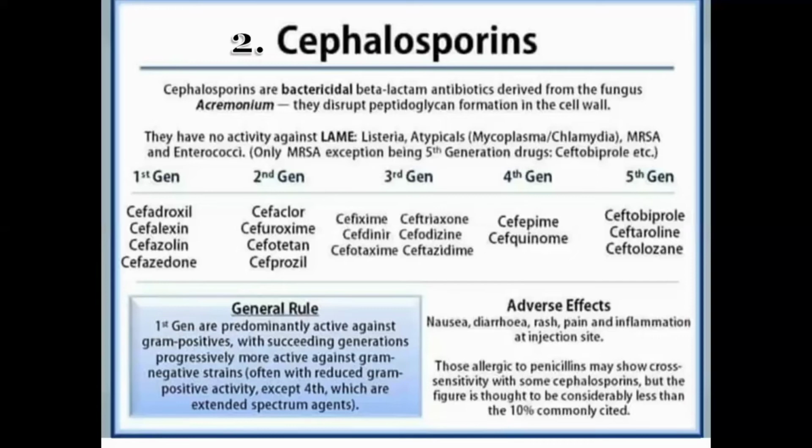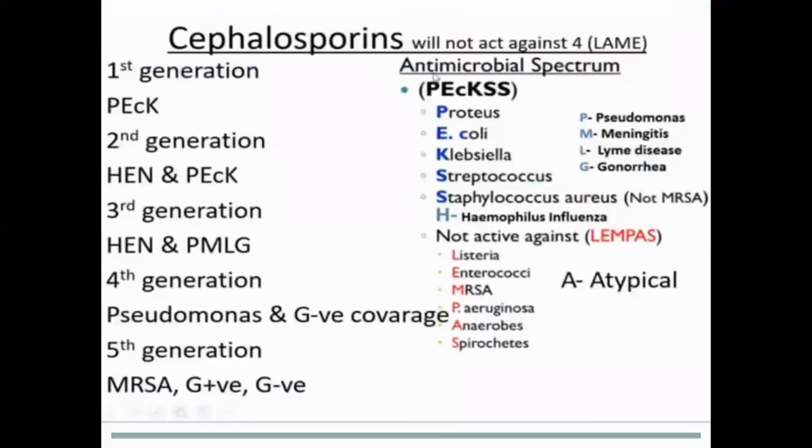So adverse effects of these cephalosporins include nausea, diarrhea, rash, pain and inflammation at injection sites. But today I was just focusing on the classification. So cephalosporins, as I said, in the first generation, this is how we are trying to master and know this classification. On the other hand, cephalosporins will not act against the 4-LEM, which is Listeria, atypicals, MRSA, and Enterococci. These cephalosporins could be classified using mnemonics, which are listed here, and these mnemonics just assist in mastering.